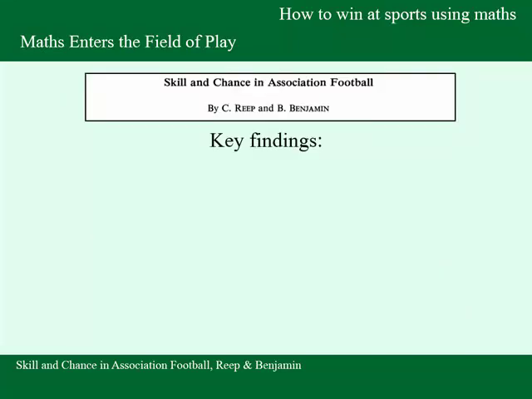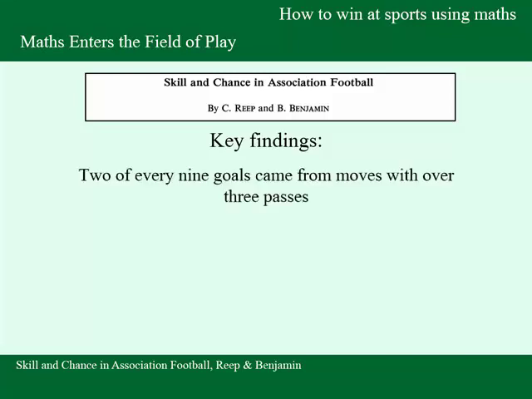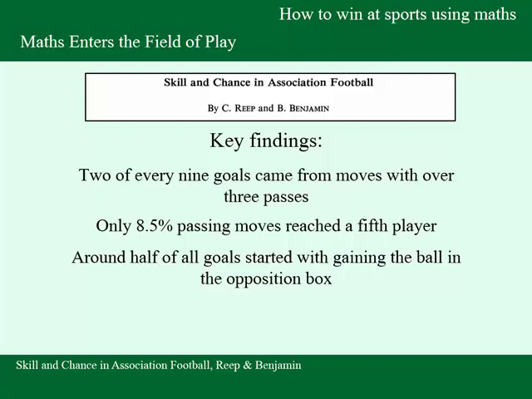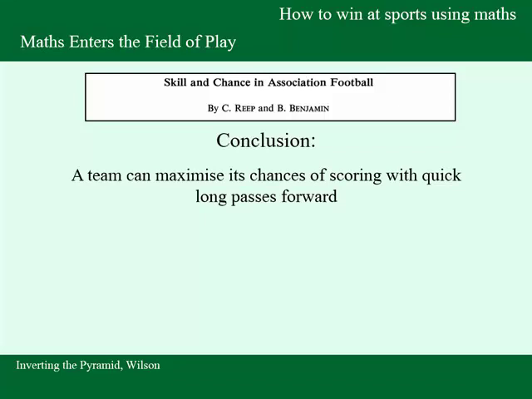What did they surmise from this paper? They noticed that 2 out of every 9 goals came from a move with over 3 passes, which isn't very many. They thought, you're not scoring many goals if you're passing it about a lot. And actually, only 8.5% of moves even reached a 5th player. And around half of the goals started by getting the ball in the opposition box. So their conclusion was you can maximise your chance of scoring by kicking it long and putting pressure on the opposition in the final third.